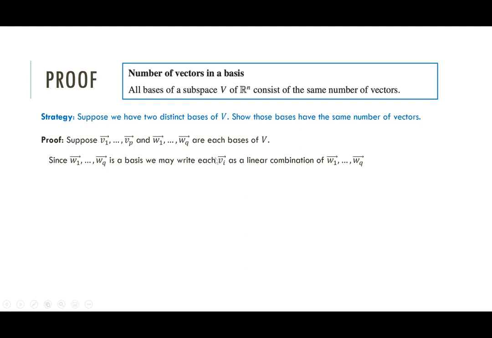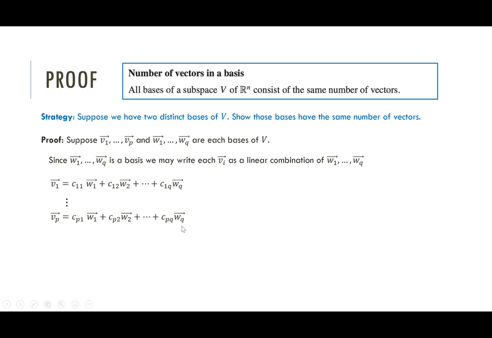So, okay, let's write it out. I'm saying v1 is some linear combination with coefficients c11, c12, all the way up to c1q, some coefficients on the w's. All the way down to vp, which is also some linear combination with some coefficients cp1, cp2, all the way to cpq on the vectors w.